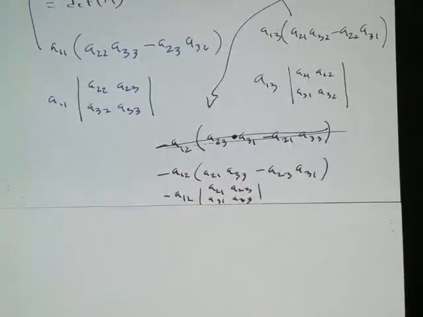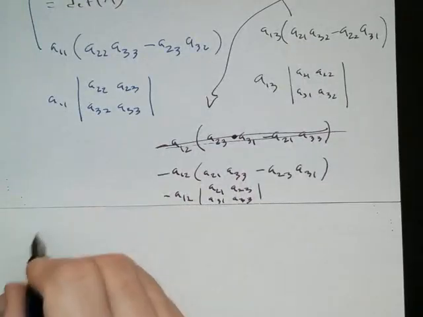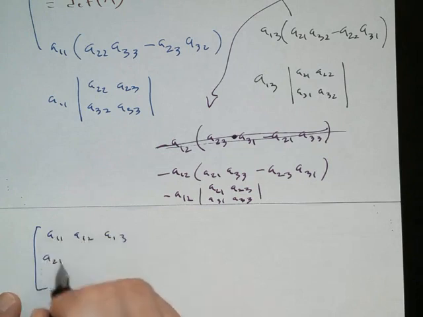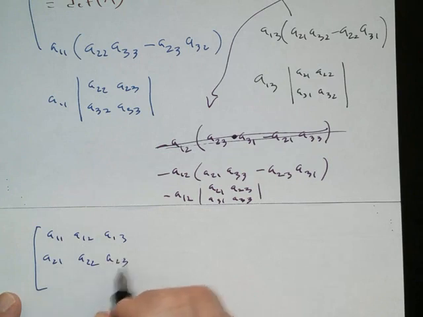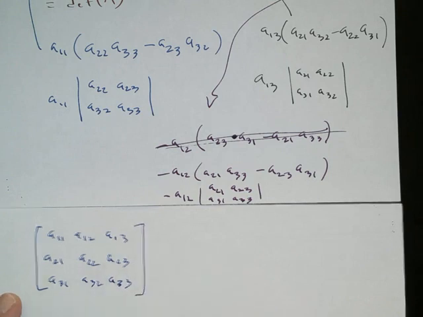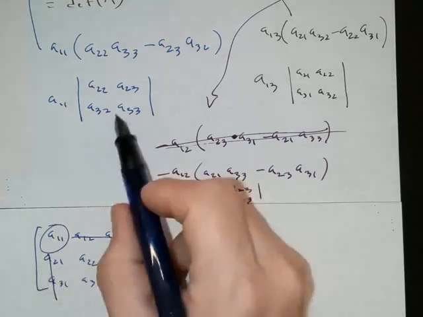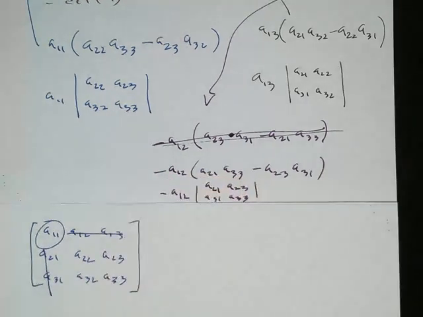Let me write down the whole original matrix. A11, A12, A13, A21, A22, A23, A31, A32, A33. There. The number outside is A11, right? In this little matrix, circle A11. Then scratch out the rest of the first row and the rest of the first column. There is the little submatrix, isn't it?